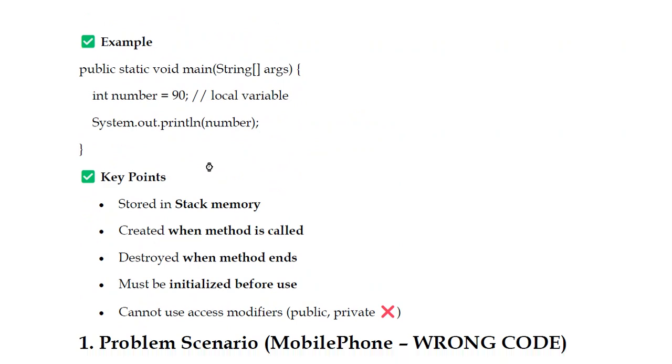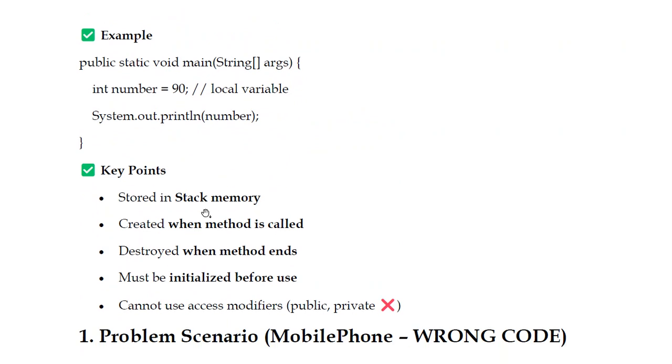Where will it be stored? A local variable is stored in stack memory. The memory is created when the method is called. We already discussed these points in our previous session on the difference between the three types of variables. It will be destroyed when the method ends. It must be initialized before use. This is the important point.